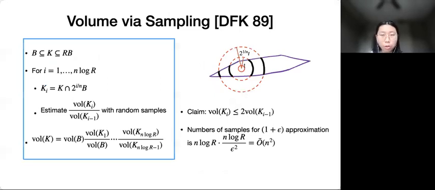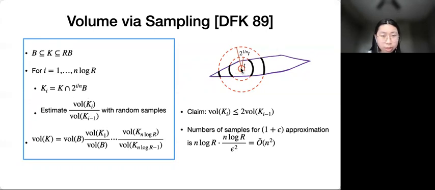Okay, here's the volume algorithm by Dyer, Frieze, and Kannan. We suppose K is sandwiched between a ball B and a ball RB. We can think of B as a unit ball, and RB is a ball of radius R. So this is the inner ball B. And then we define a sequence of balls from B to RB with radius 2 to the power of i over n. And then we let Ki be the intersection of the ith ball and K.